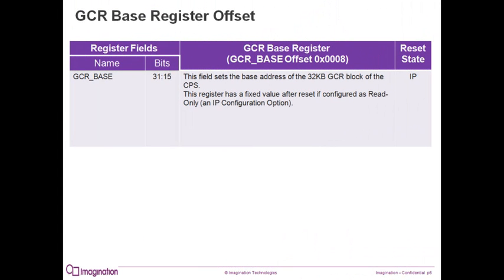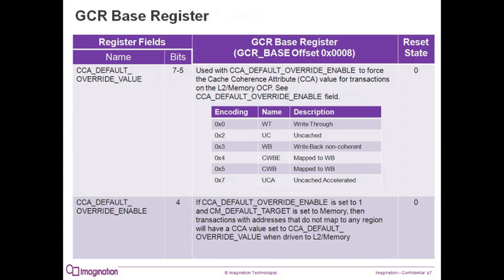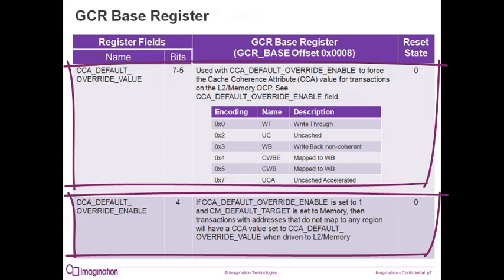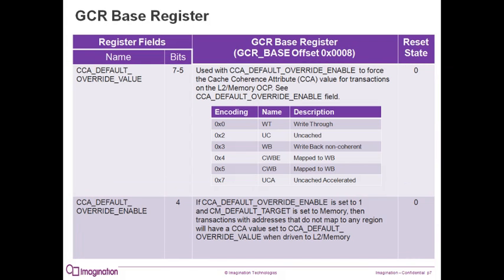The GCR base register lets you configure the GCR base address and the coherency attributes under certain conditions. In most cases, this value is a read-only value, having been configured as an IP option when the core was built. Continuing with the GCR base register, the CCA override value and the CCA override enable are used in conjunction with the CM default target memory region shown in the next slide.